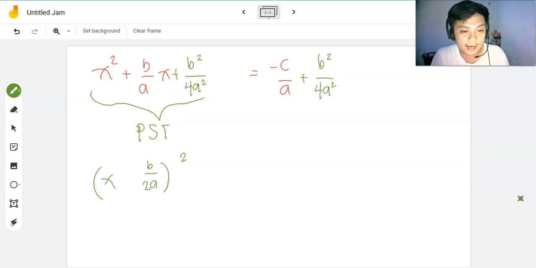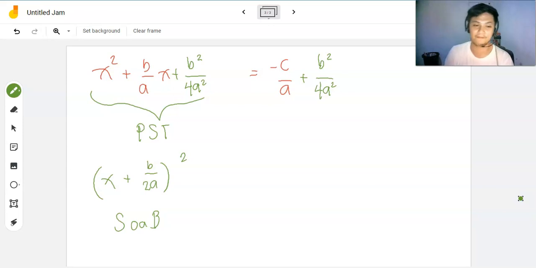Now, what should be the sign in between these two terms? We just copy the sign in the middle term of this PST, so that is just a plus sign. Okay? So, we're done expressing the PST as a square of a binomial. I call it SOAB.